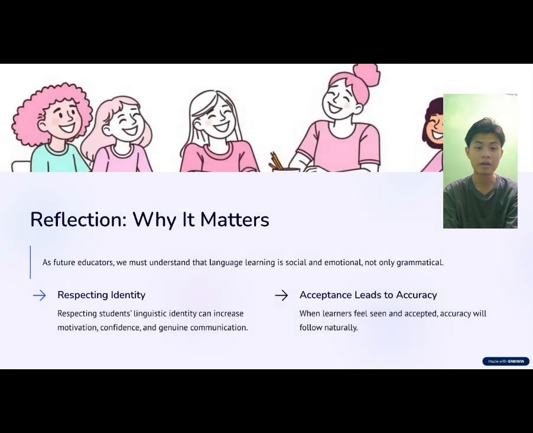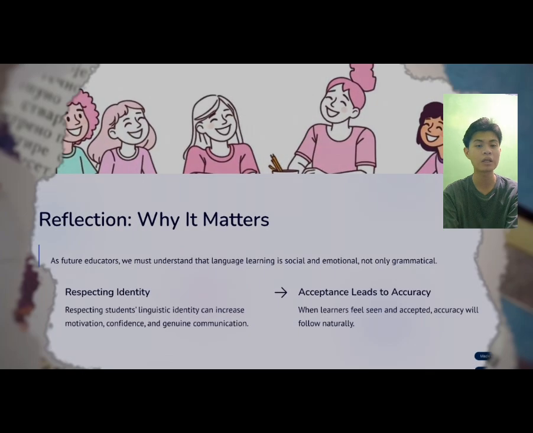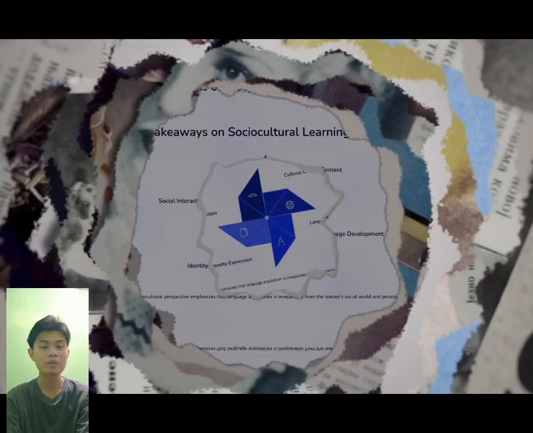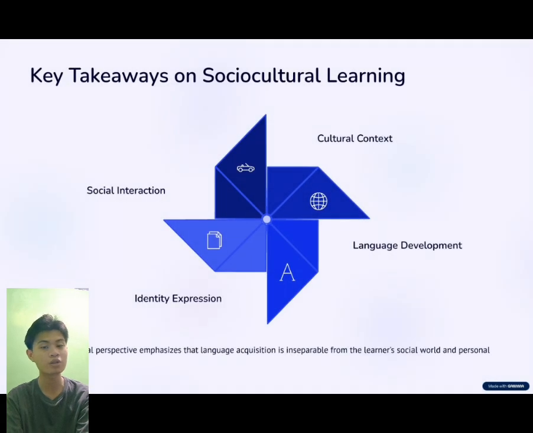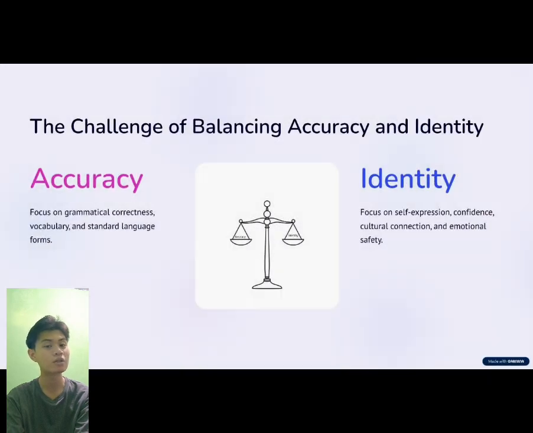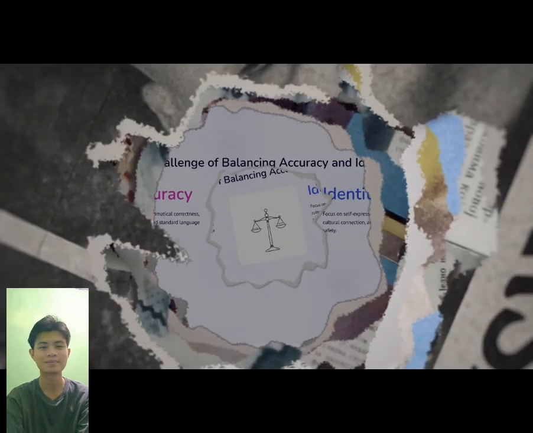Why does this matter? Because when teachers respect students' language identities, they create classrooms that are more inclusive, motivating, and empowering. Students who feel accepted are more likely to take risks, use English confidently, and improve naturally over time. Ultimately, understanding the sociocultural side of language helps us teach not just English, but also empathy, respect, and confidence.